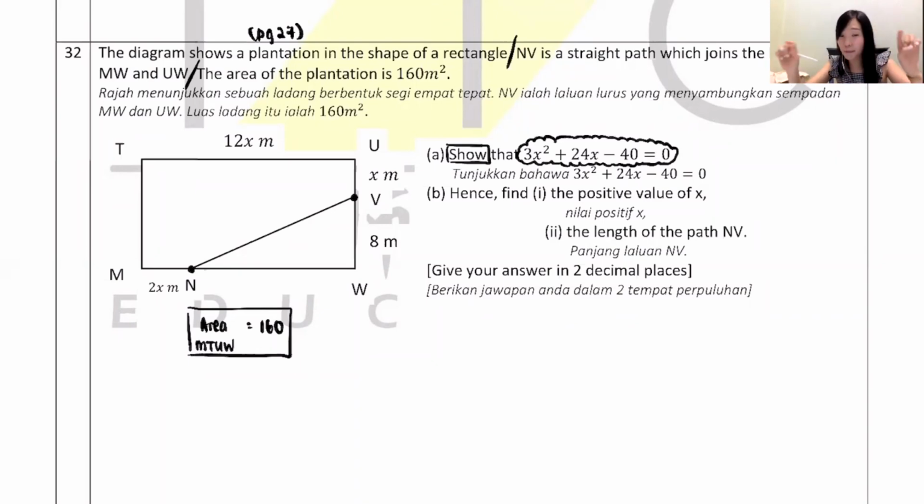Can you see the one I put inside the cloud? That is the one they want you to show. So that is always the answer. So you know that later on you need to show the answer out. Okay, so that is the meaning of show. So how do we do show questions? Please don't tell me you write this.